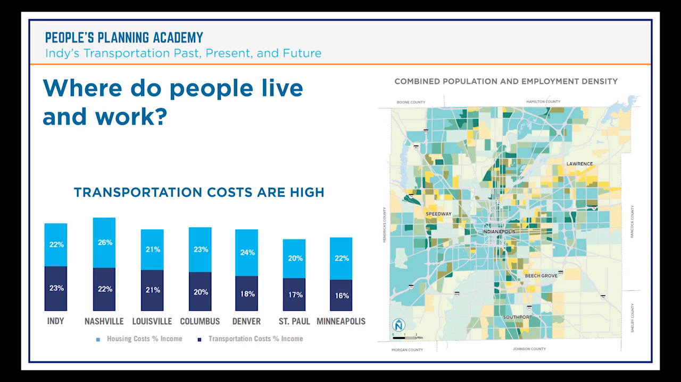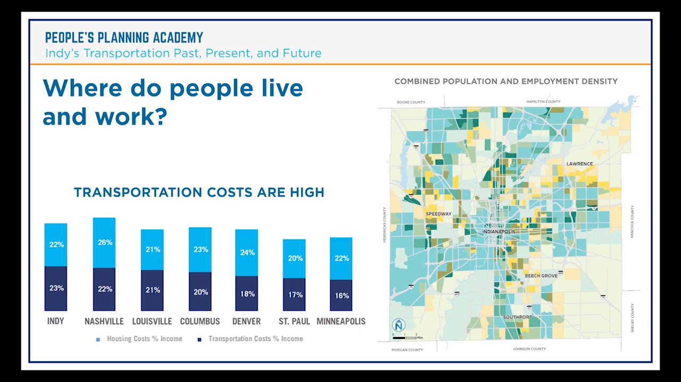So this in light blue is their housing cost, the percent of a person's income that gets spent on housing. And the darker blue is the transportation costs. And so you can see in Indianapolis, we actually spend more on transportation than we do on housing.